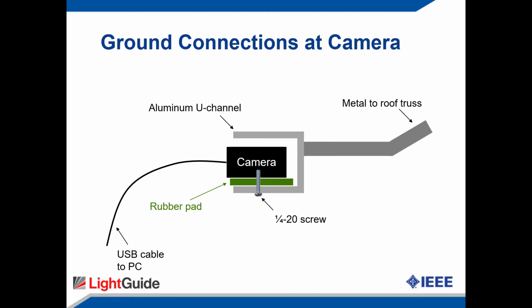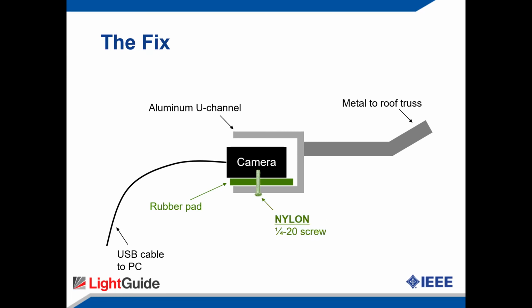But the USB grounded shield cable would come into the metal camera, and the ground would travel through this metal screw to this aluminum U-channel, and then to this mounting material that we used. It's a ball and socket type mounting bracket that goes to the roof truss. And so you had a continuous path from the USB cable through the camera, through the screw, to the aluminum bracket, to the roof truss. And so the answer was pretty obvious.